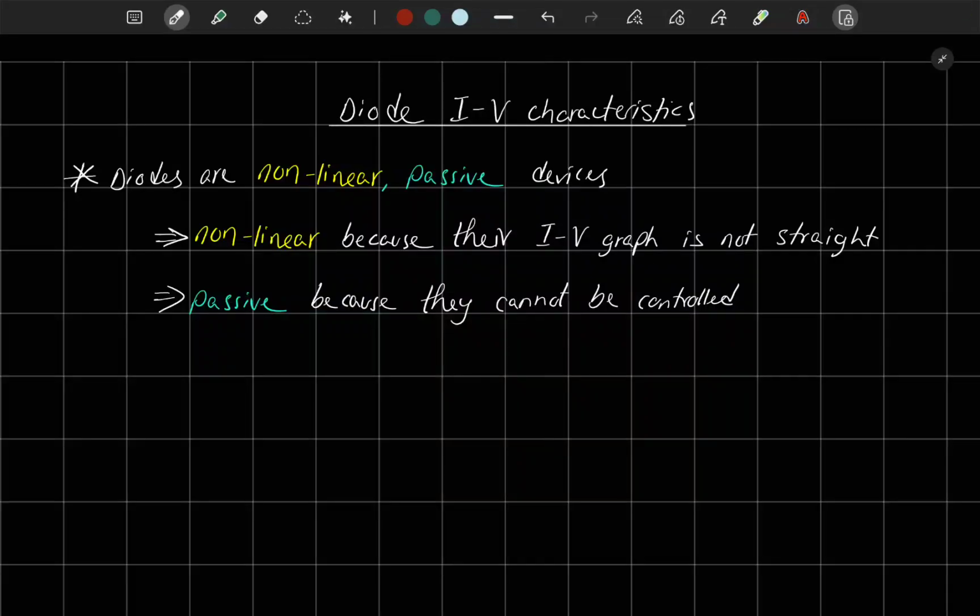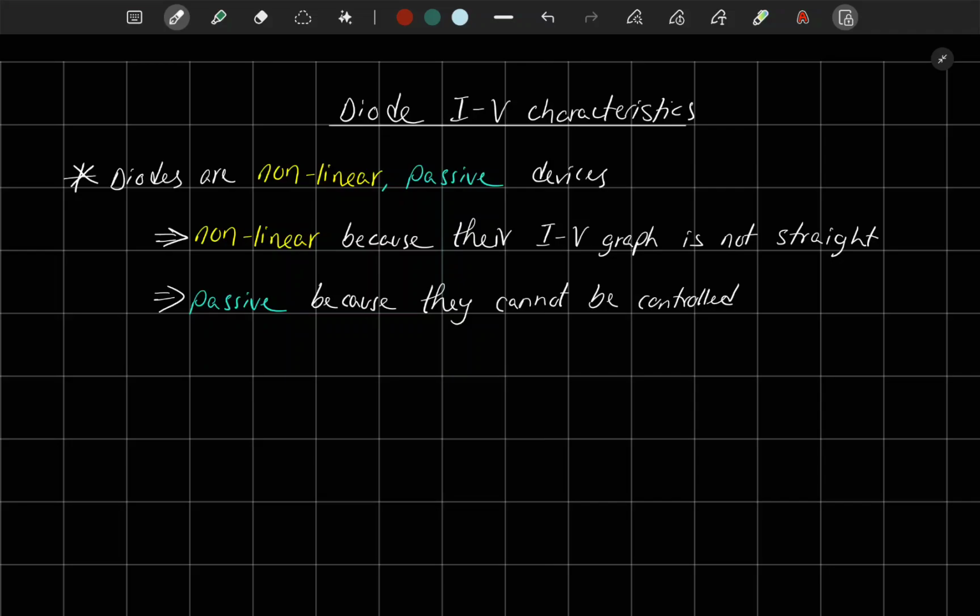In this video, we will discuss the IV characteristics of diodes. At first, we should keep these 2 points in mind. The diodes are nonlinear passive devices. They are nonlinear because their IV graph is not straight, and they are passive because they cannot be controlled.